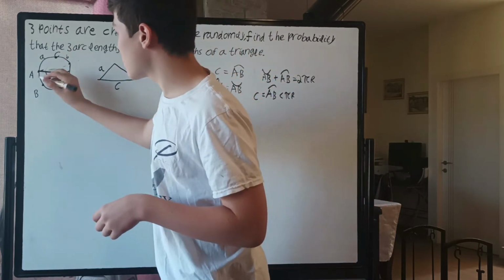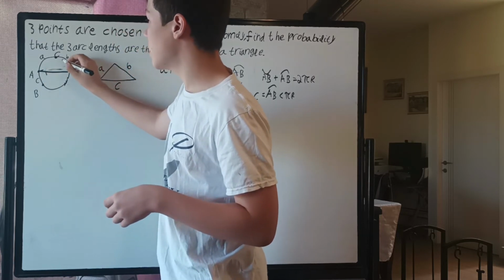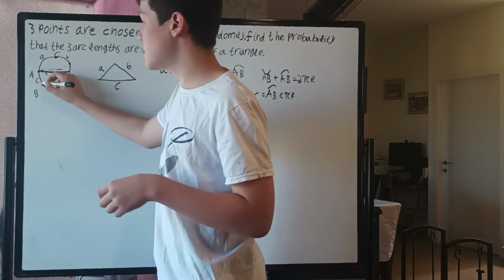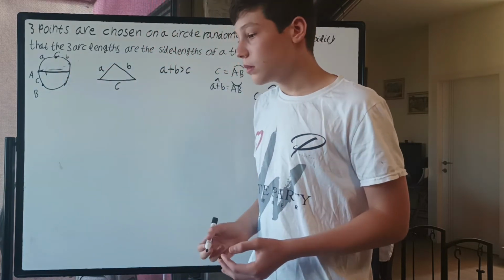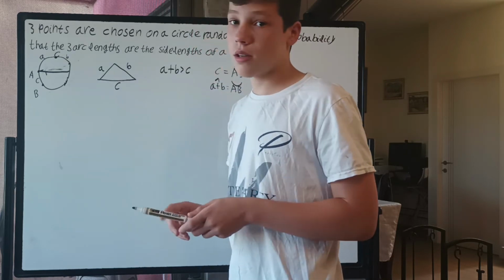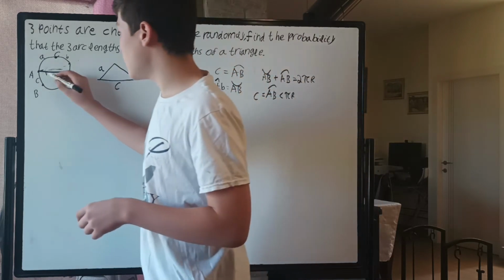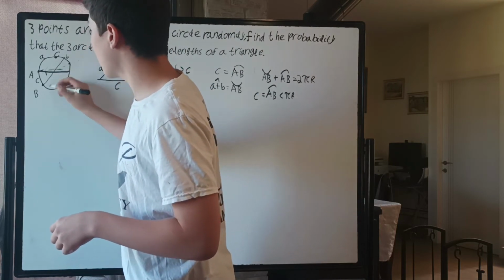Right, so this would be A, this would be B, and this would be A, this would be C, and this entire thing would be B. So we'll also need to cover for the case where BC is the longest arc length. So we also need to check for the diameter of B.